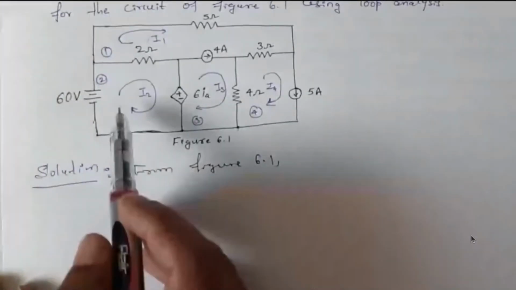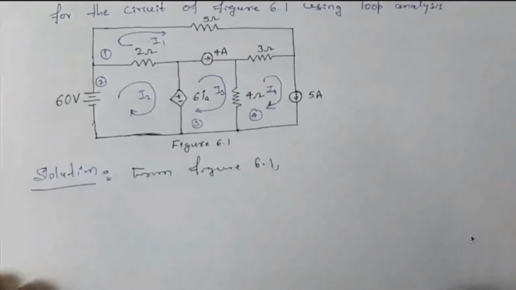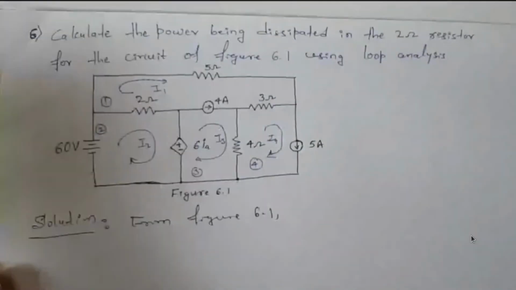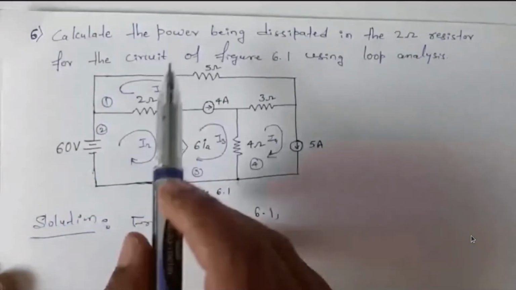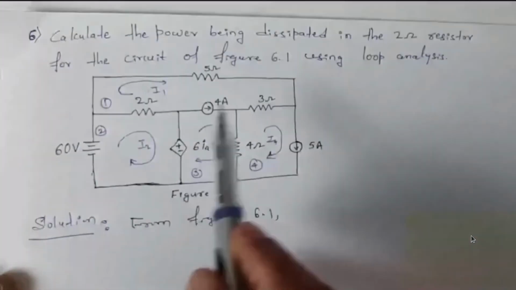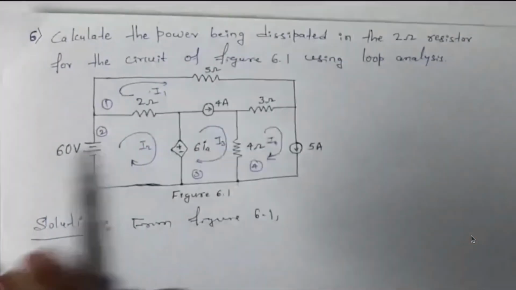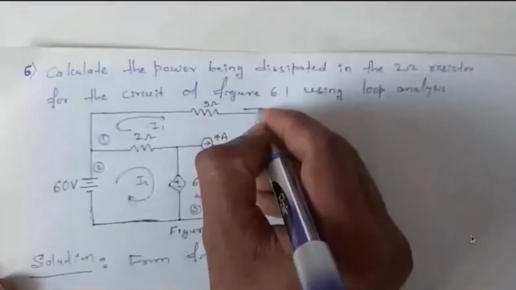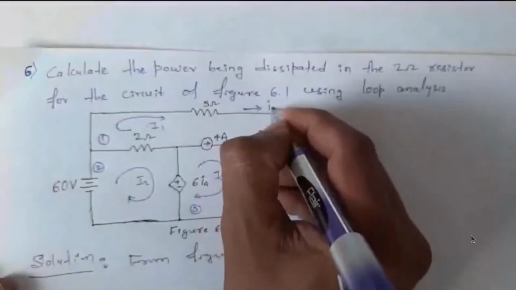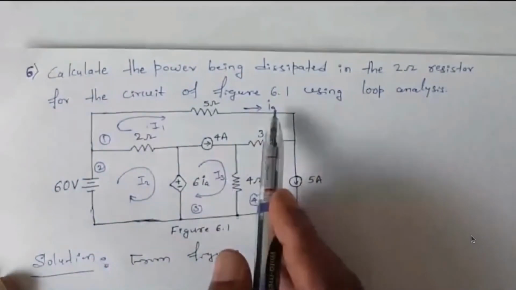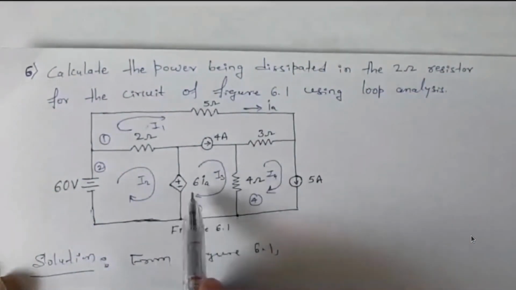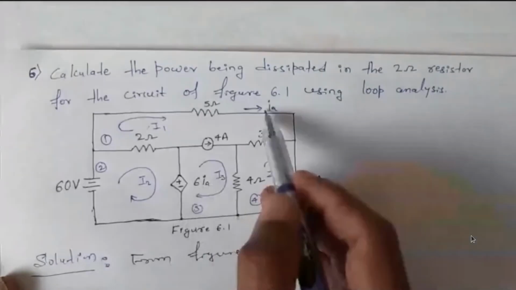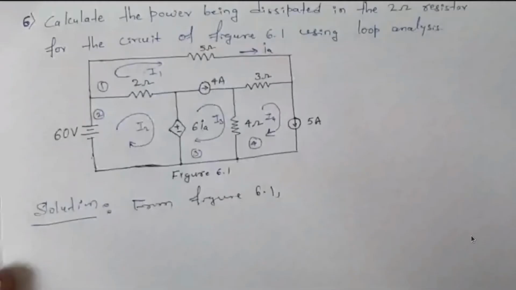One more important thing is you are supposed to find the current, voltage and power being dissipated in the 2 ohm resistor. Here 6 IA is given. That 6 IA is actually this, dear students. It's been given in the numerical only. IA is this, because this is a dependent source, a voltage source whose value is 6 IA, and IA is this. So it's been given in the numerical only.